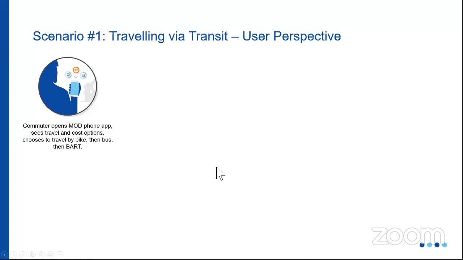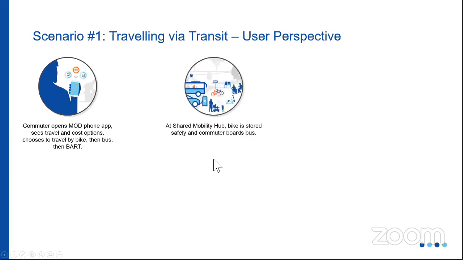They decide, based upon what information is provided to them, that they're going to take a bike, then a bus, and then transfer to BART. They get on their way on their bike, and they get to a shared mobility hub. They're able to safely store their bike there and quickly get onto a commuter bus, because they knew how long it was going to take them to get there, and their bus is there for them.